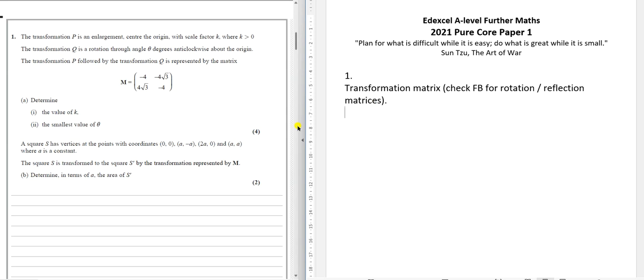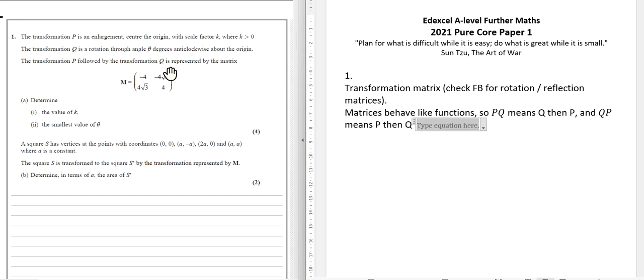I also need to make a note, perhaps, as I read through, it looks like it describes an enlargement and a rotation. The order is going to make a difference. Transformation P followed by transformation Q. I've got to remember that matrices behave like functions. So PQ means Q then P, and QP means P then Q.